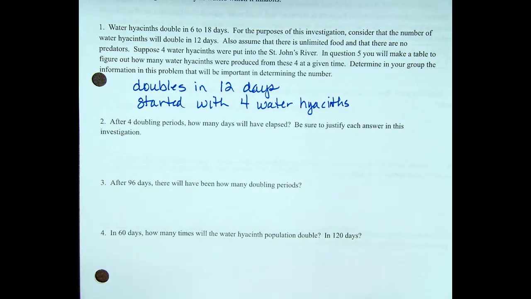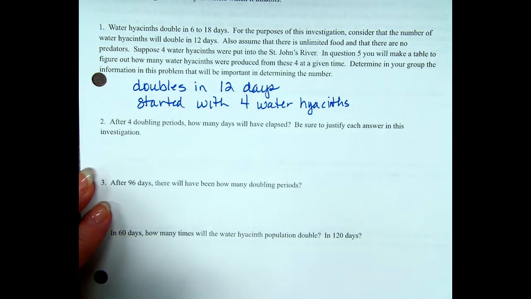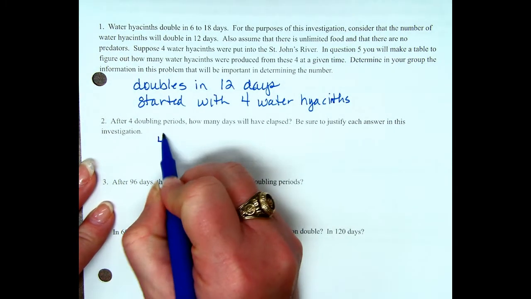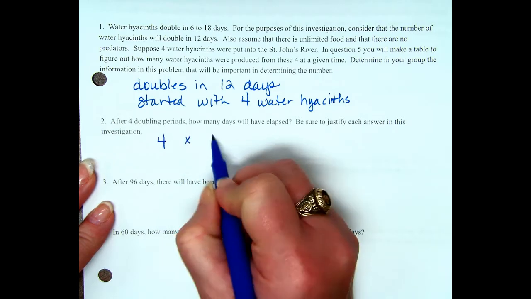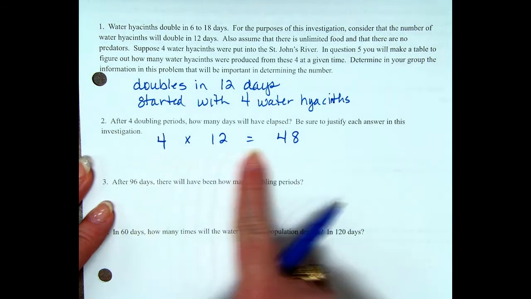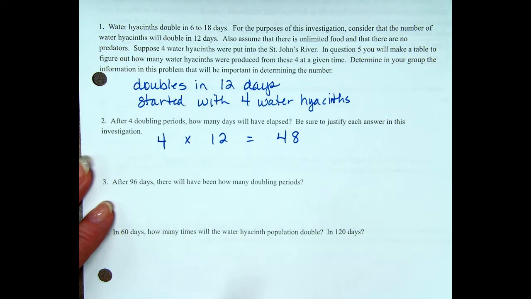So after 4 doubling periods, how many days will have elapsed? How are we going to figure that out? So it's the first thing we're going to do, we know the answer right away, right? 48 days. But there's no justification there. So the first thing we're going to do is say 4 times 12. That will help us know that it's 48, right? Except that means nothing, does it?